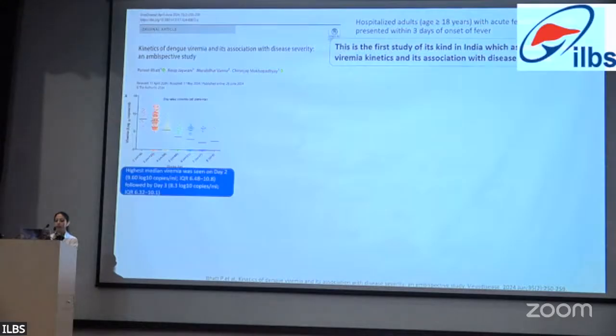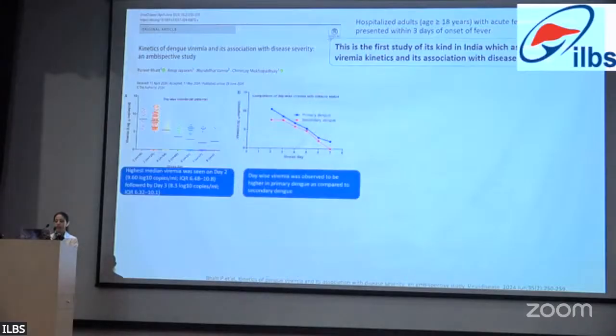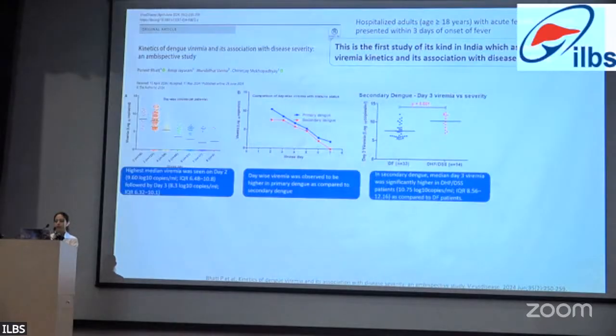As per the WHO revised criteria, 93 cases were dengue without warning signs, 20 were with warning signs, and 13 were severe dengue. The quantification of the viremia was done. The viremia levels of all the patients were plotted according to the illness days, and it was observed that the highest median viremia was seen on day 2, followed by day 3. Viremia levels were seen to decrease as the dengue infection progressed. Day-wise viremia levels were observed to be higher in primary dengue as compared to secondary dengue.